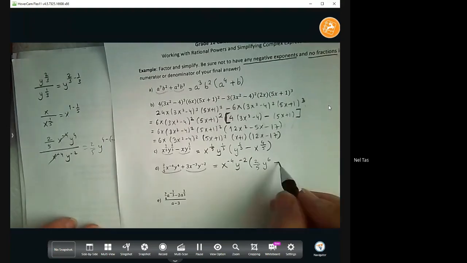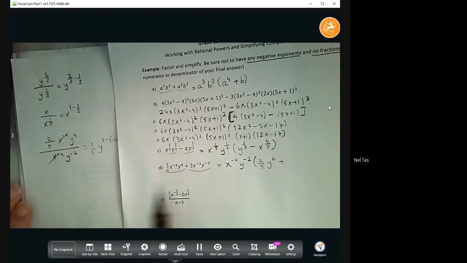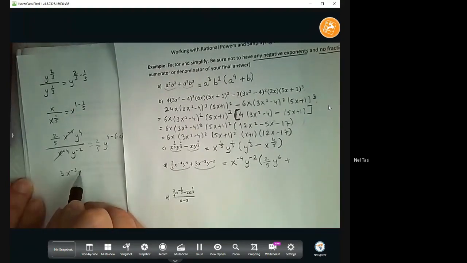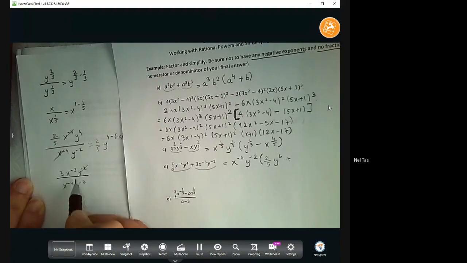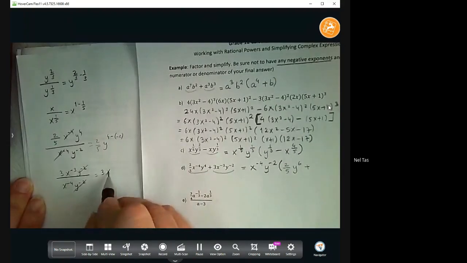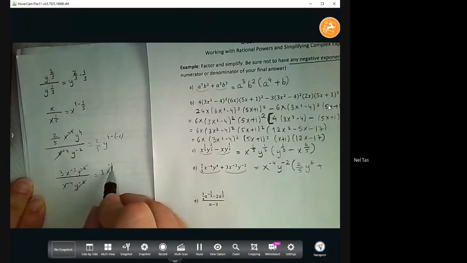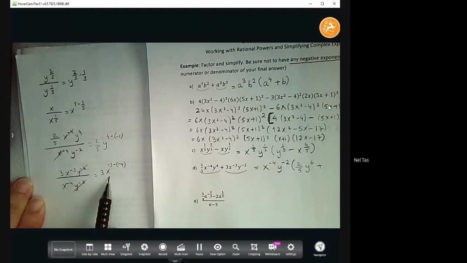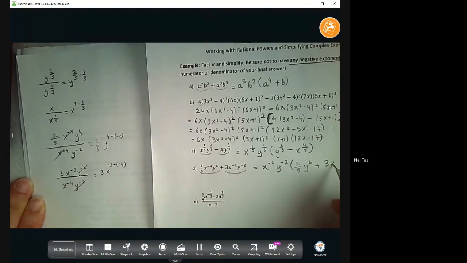Plus, now we take the second term and divide it by the common factor. So these two are gone. So you get 3x to the power of negative 3 minus negative 4. That will give you 1 as a power. So 3x.